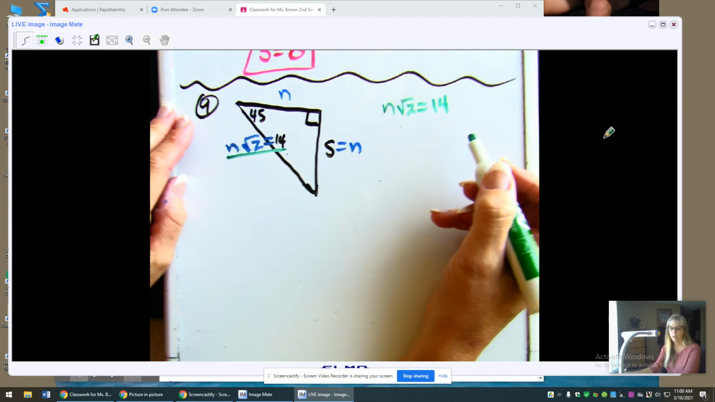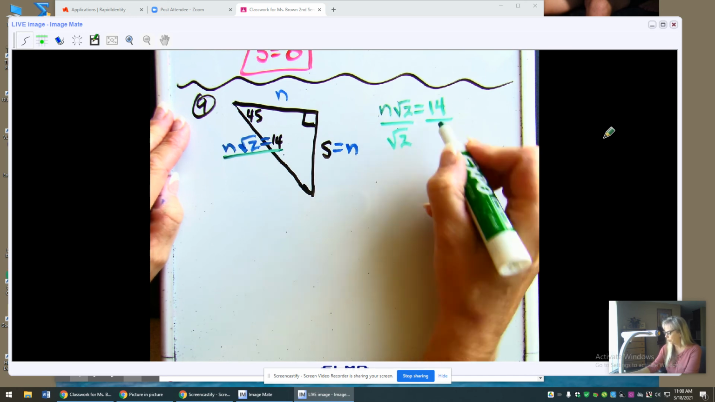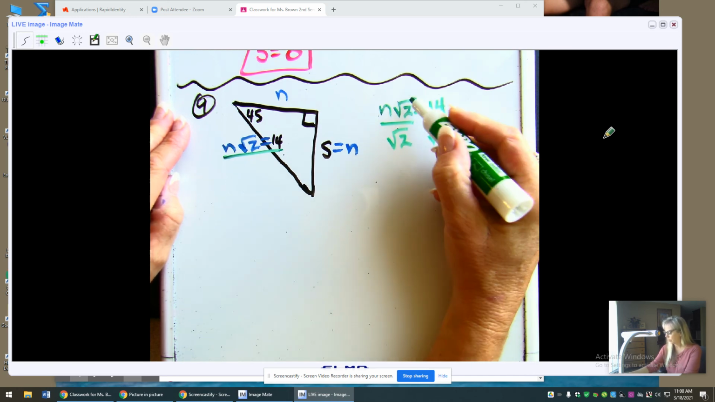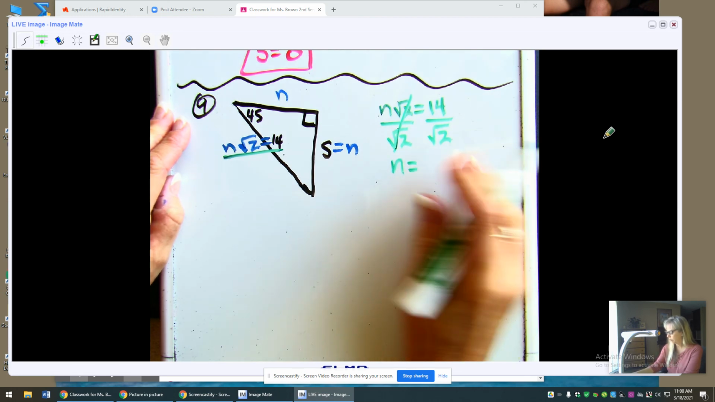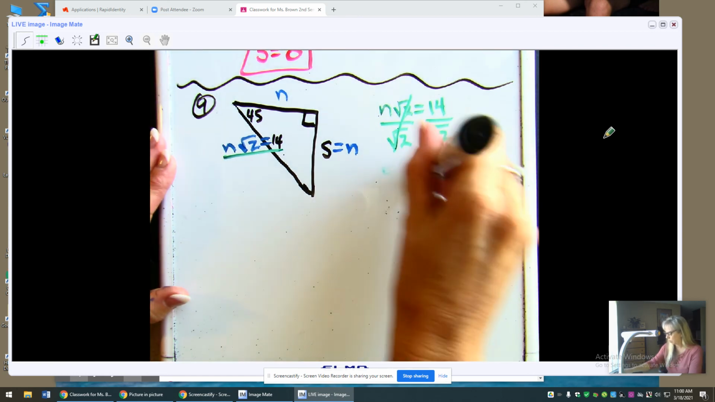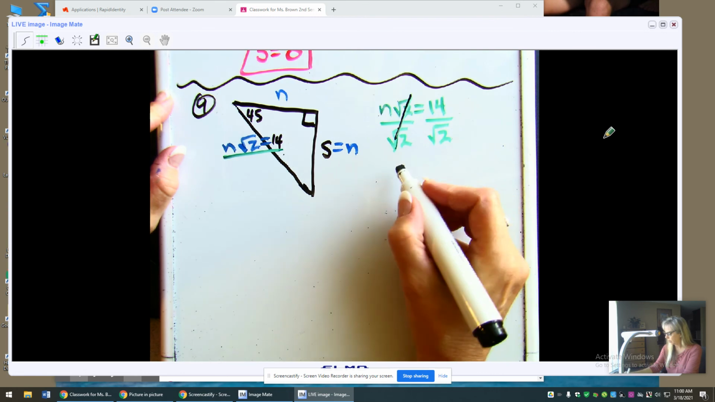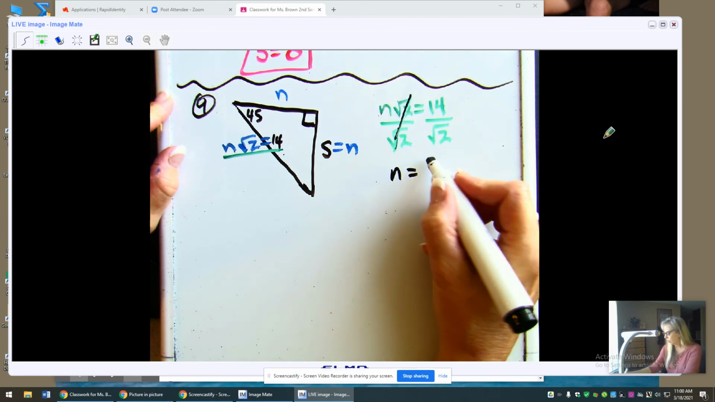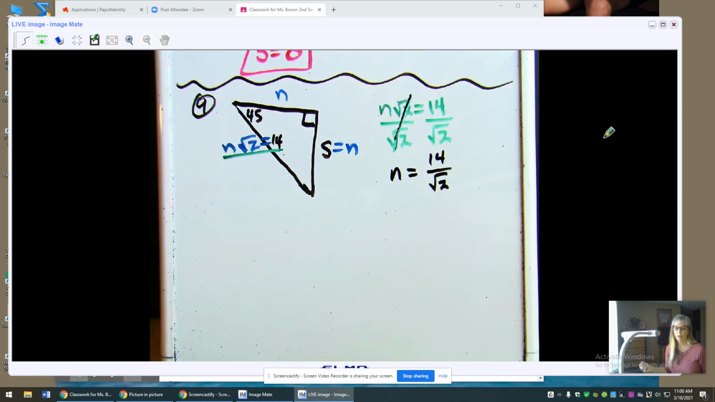To solve that, we're going to divide out the square root of 2 on both sides, creating a 1 here, leaving us with n by itself. I would rather write this in black. I want it to show up really well. So we cancel there, creates a 1. We have 14 over the square root of 2. That looks good, but it's not.